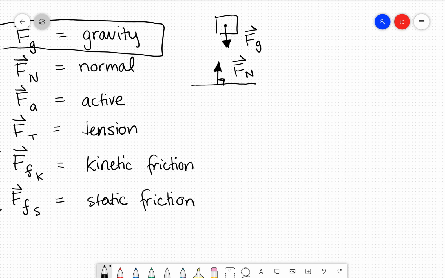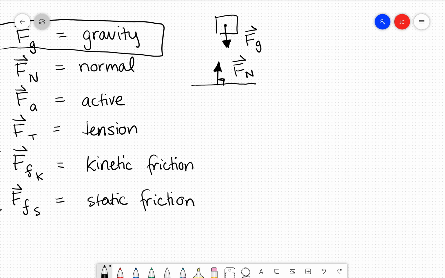Next up are active forces. These are forces that result when an object makes contact, but it actually does something to it. It pushes it or it pulls it. So active forces are the forces that have action. If I push something or I pull on something, that is an active force.